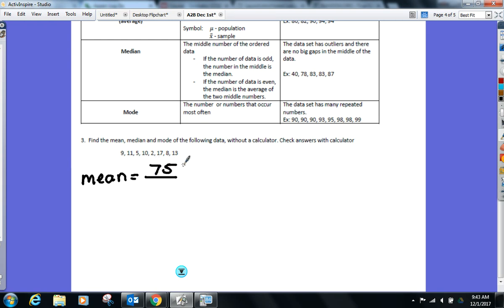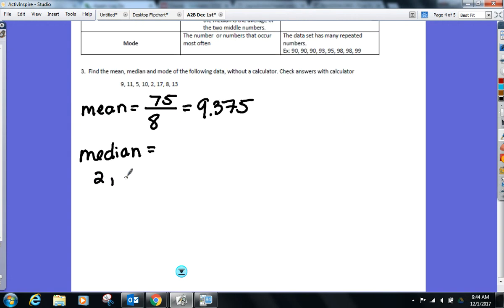Out of how many pieces do I have? 8 pieces, okay. 75 divided by 8, 9.375. So there's the mean, 9.375. Okay, let's go to median now. Before we find the median though, because remember, median, middle value splits it up 50-50, I have to do what to those numbers? Organize them into order, yes. All right, so let's organize them first. So let's see, 2, 5, make sure I don't skip any here, 8, 9, 10, 11, 13, 17. Got them.